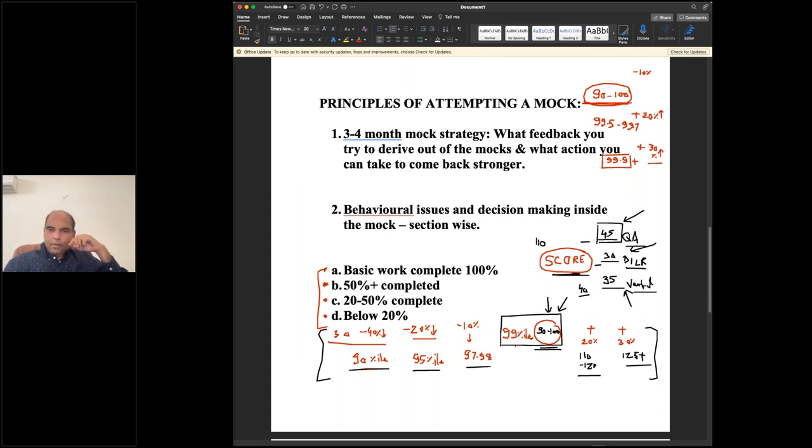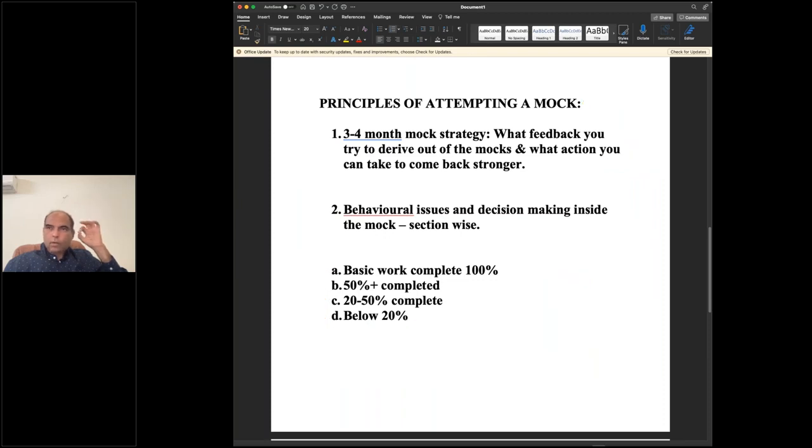And what will happen when you start taking your mocks, let's say, the target you work on is not your mock score target. The target you have to work on is a sectional target. So if I want to get, let's say, 45 marks in quants, when I broke my total target into verbal plus DI plus quants, it was coming out to be 45 as a target, right?